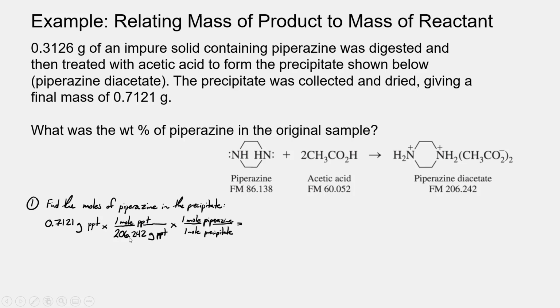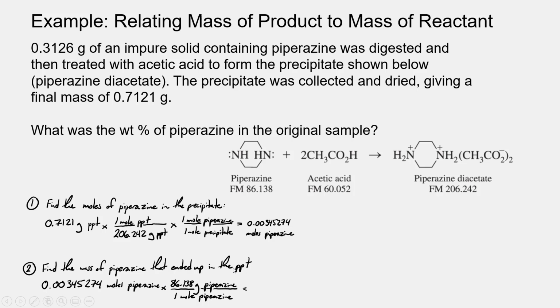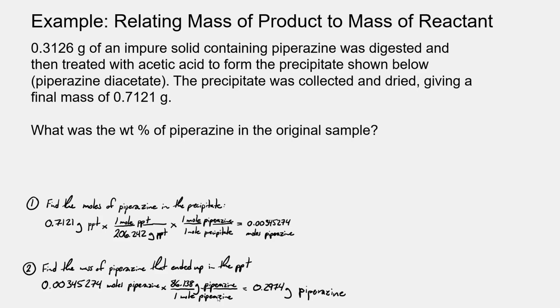1 mole of the precipitate has a mass of 206.242 grams, and 1 mole of the precipitate contains 1 mole of piperazine, our analyte. By taking the 0.7121 grams of the precipitate and dividing by the molar mass, and remembering the reaction stoichiometry locks up 1 mole of the analyte to form 1 mole of the precipitate, we see that our 0.7121 grams of the precipitate should contain 0.00345274 moles of our analyte piperazine. So what we're going to do with that then is take the molar mass of piperazine and use that to convert and figure out how many grams of piperazine we had in the original sample. So the mass of piperazine that ended up in the precipitate: 0.00345274 moles of piperazine, times 86.138 grams of piperazine per mole, means that there were 0.2974 grams of piperazine in the original sample.